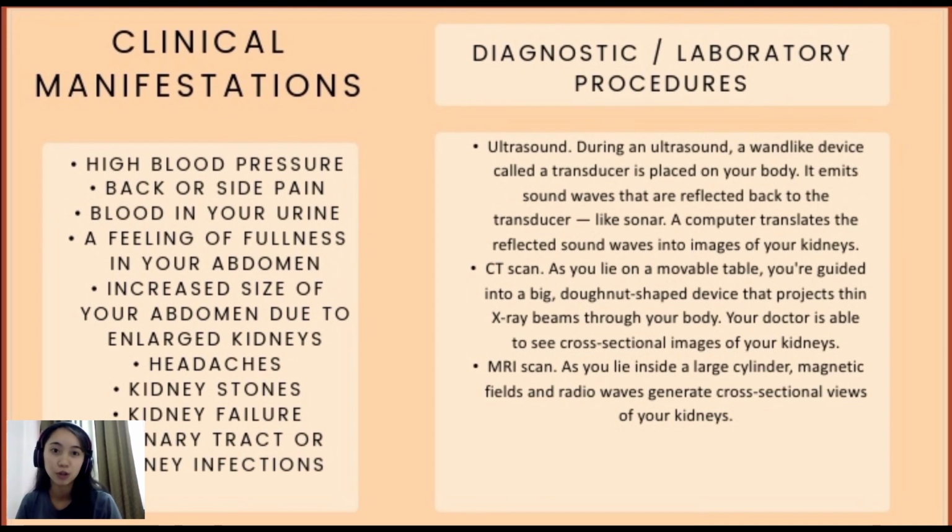Clinical manifestations for polycystic disease are high blood pressure, back or side pain, blood in your urine, a feeling of fullness in your abdomen, increased size of your abdomen due to enlarged kidneys, headaches, kidney stones, kidney failure, urinary tract or kidney infections. Diagnostic laboratory procedures for determining polycystic diseases are ultrasound, CT scan, and MRI.